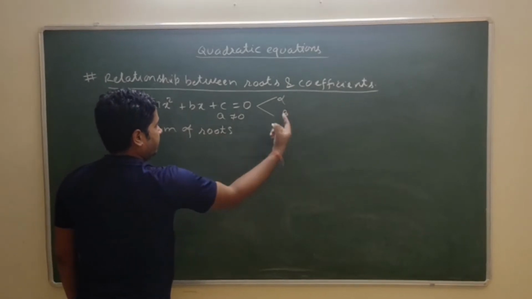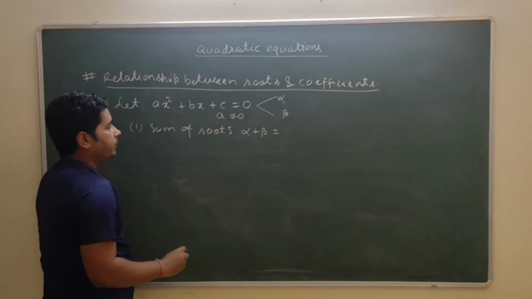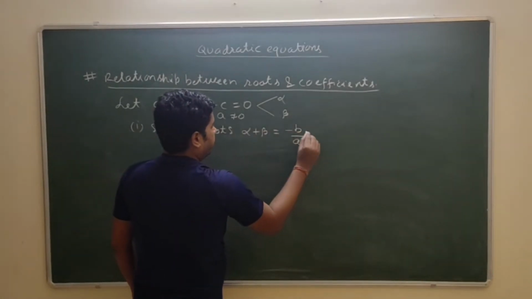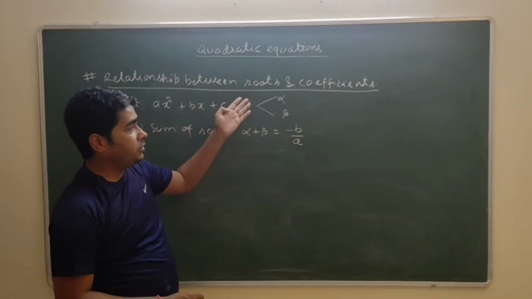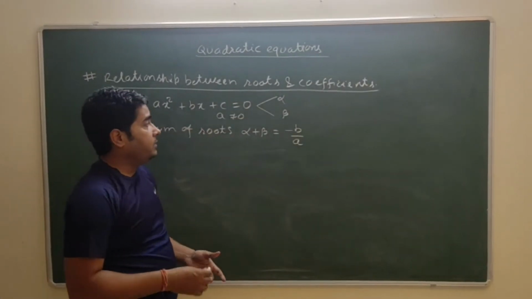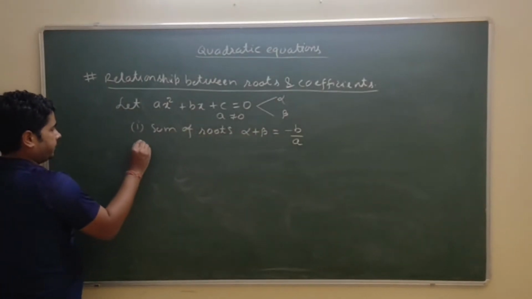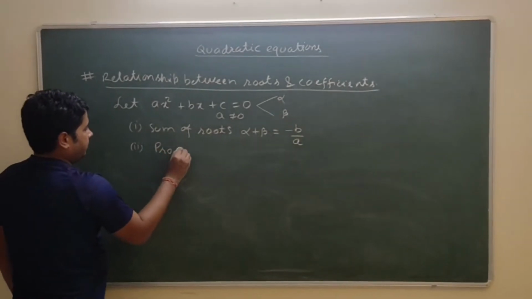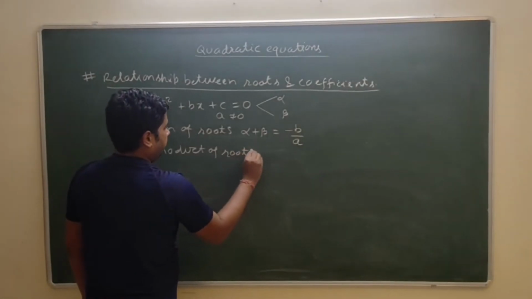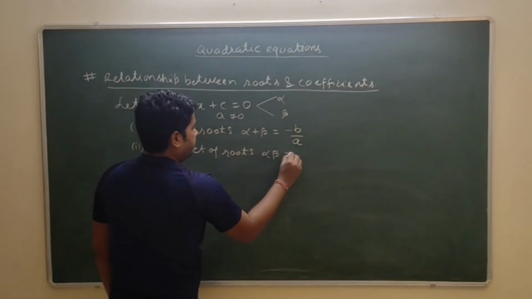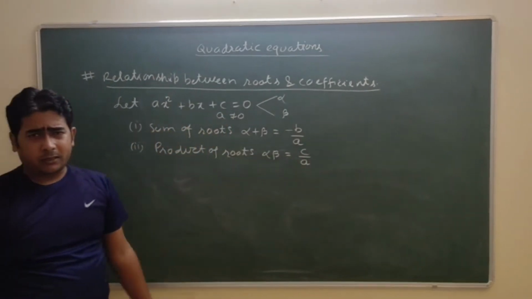Sum of roots means the sum of these two numbers, that is alpha plus beta. Alpha plus beta will be equal to minus b upon a. This is very similar to polynomials. These relations and this topic are actually very similar to the polynomial formula. The second relation is the product of roots. Product of roots means alpha into beta. This will be equal to c by a. We will visualize all these things, right?